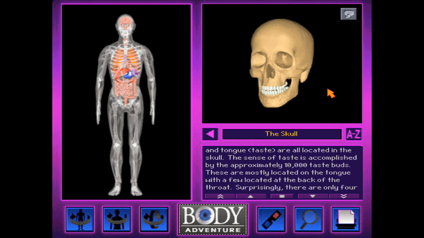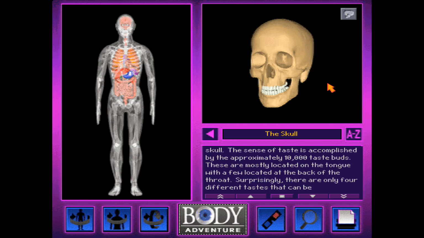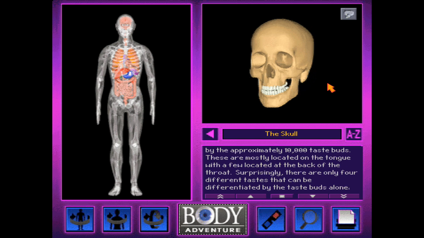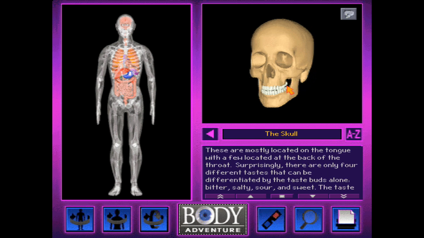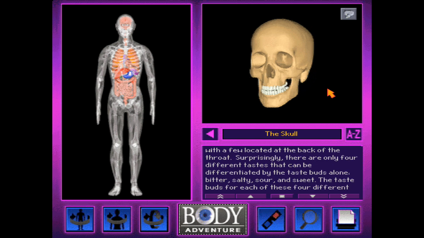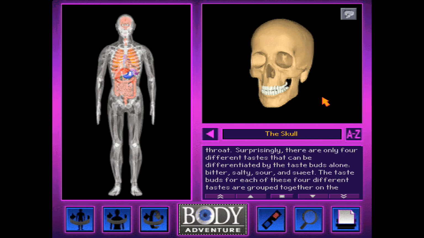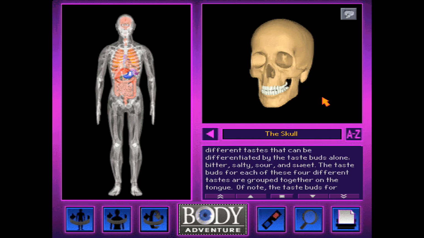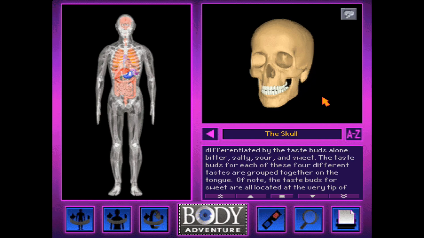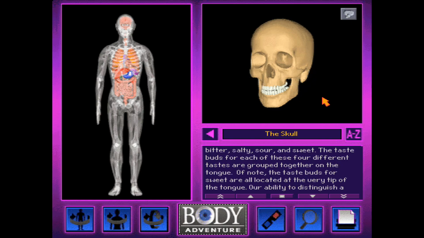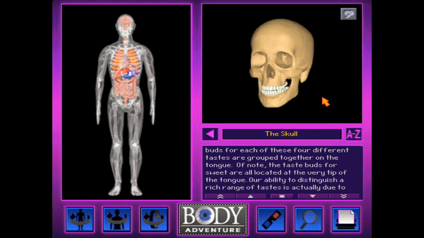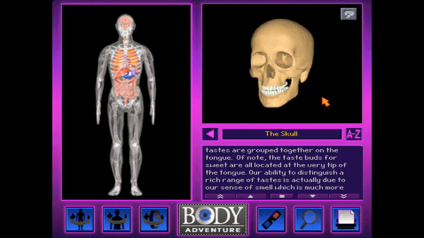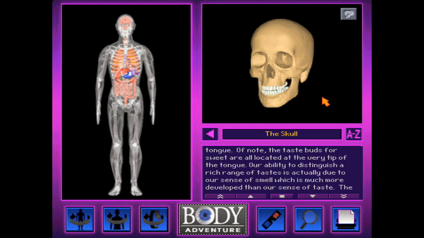The sense of taste is accomplished by the approximately 10,000 taste buds. These are mostly located on the tongue, with a few located at the back of the throat. Surprisingly, there are only 4 different tastes that can be differentiated by the taste buds alone: bitter, salty, sour, and sweet. The taste buds for each of these 4 different tastes are grouped together on the tongue. Of note, the taste buds for sweet are all located at the very tip of the tongue.